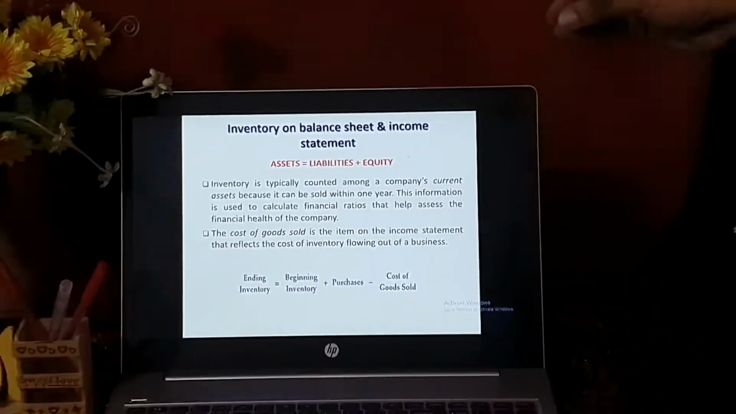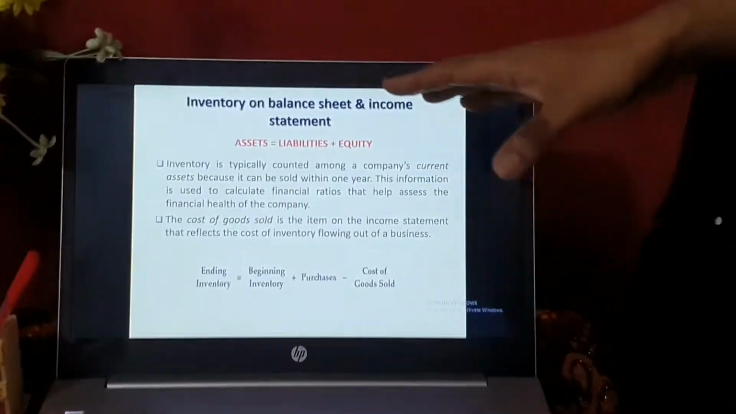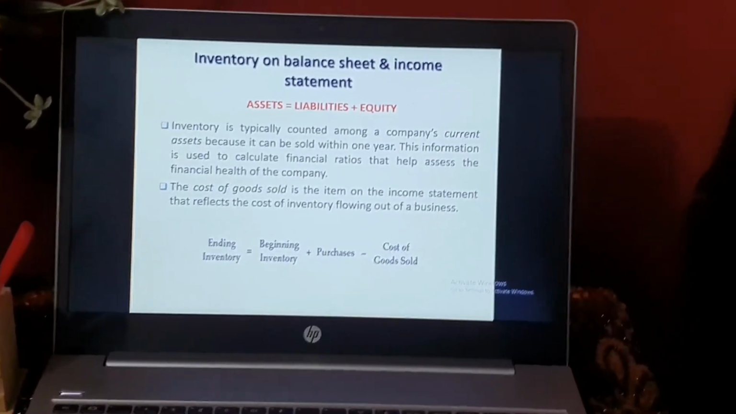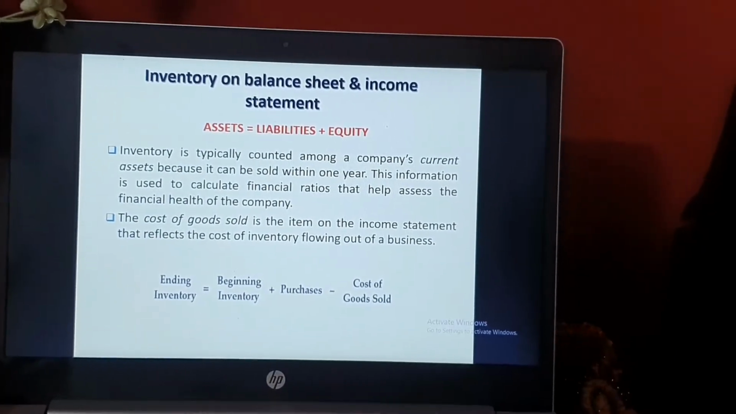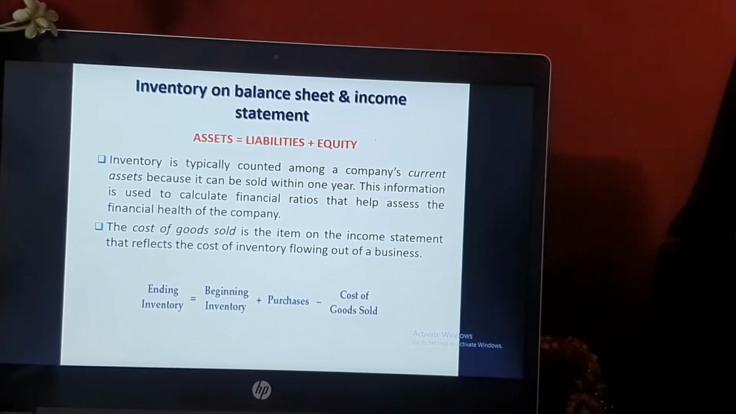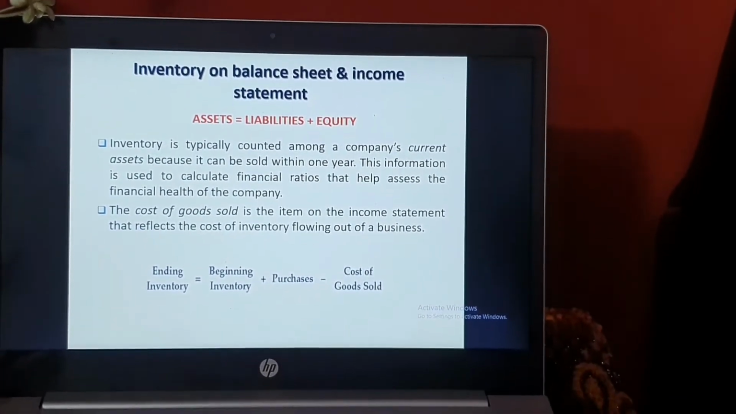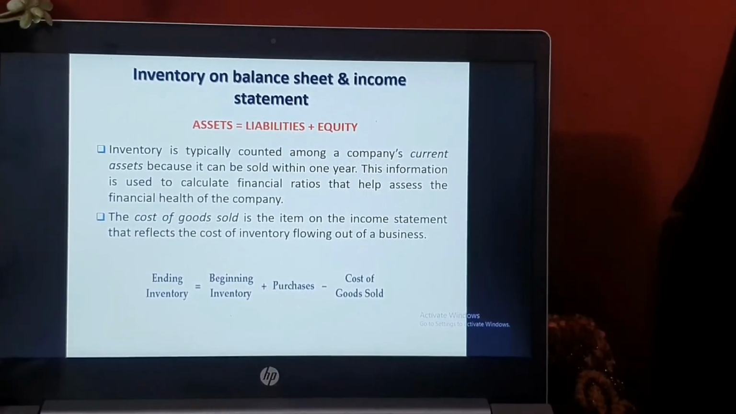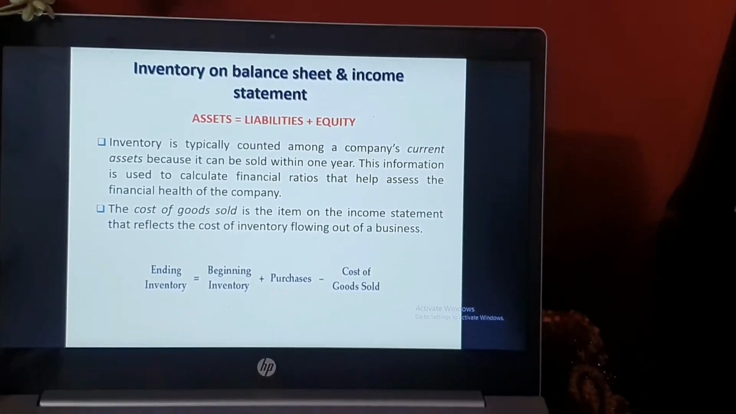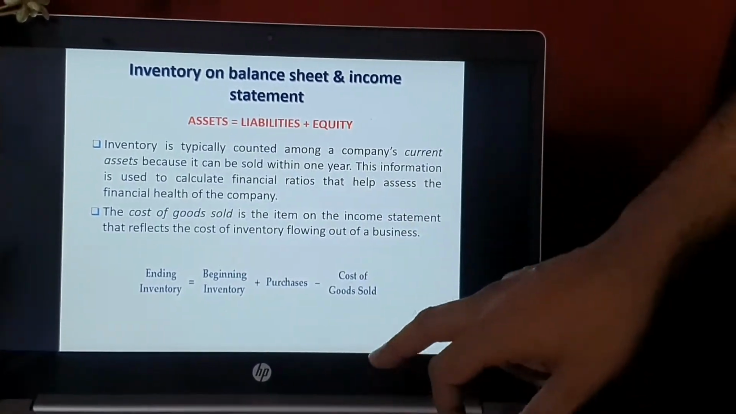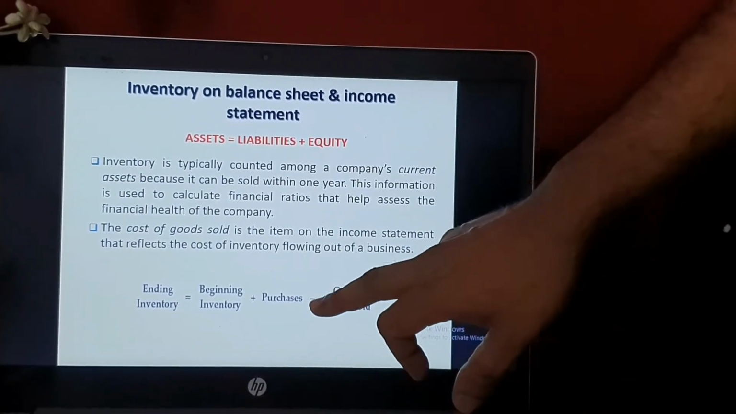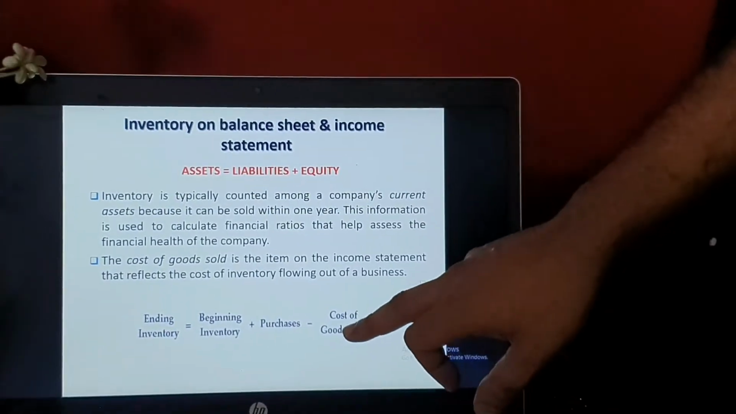This comes from a very basic principle of accounting, which is assets equals liabilities plus equity. I believe everyone among the business students knows this principle, because it is the basic principle of accounting. Only one formula you need to use to value the inventory under the accounting methods: the ending inventory equals beginning inventory plus the purchases minus the cost of goods sold.